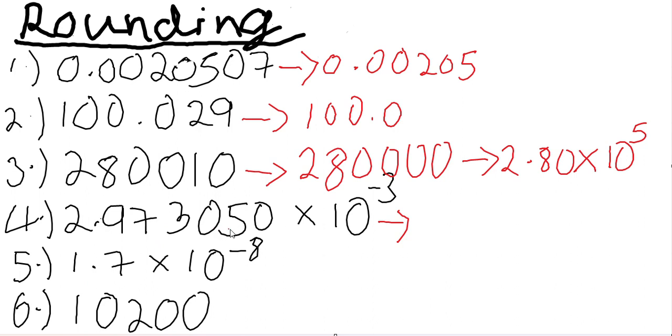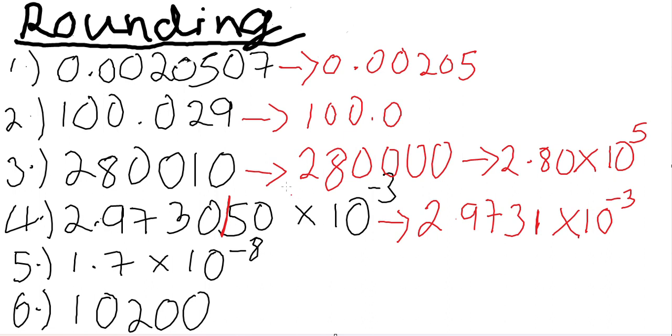Next one, we have 1, 2, 3, 4, 5, 7 sig figs to 5 sig figs would make this 2.973, and because we are cutting it off right here, it's a 5, so we need this to be a 1 now, because we are dropping the 5, but we need to increase the previous digit by 1. So 0 plus 1 is a 1, making it 2.9731 times 10 to the negative 3.